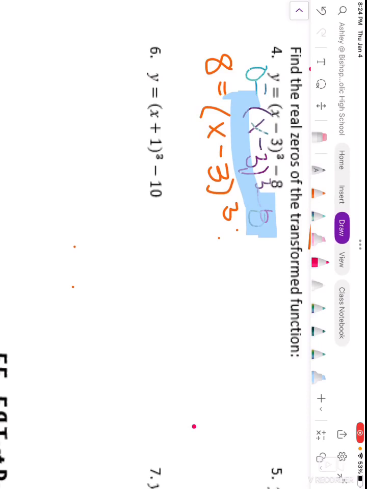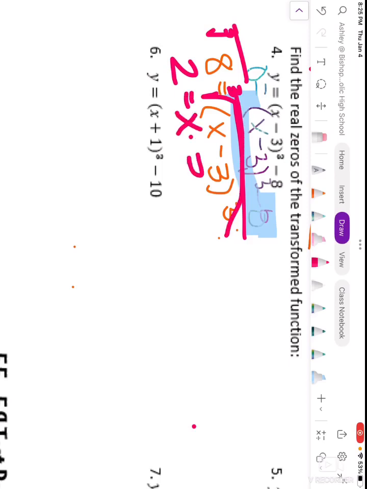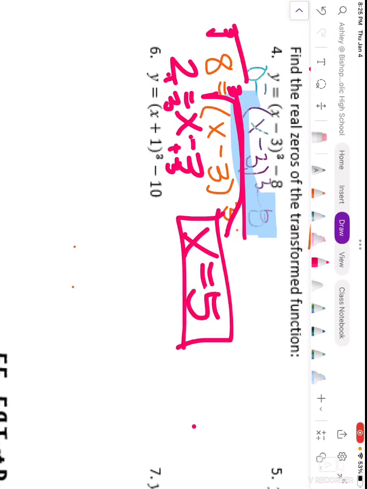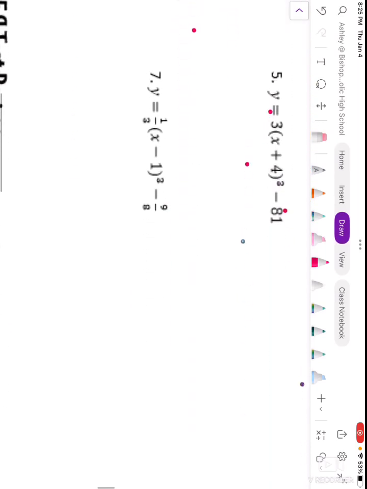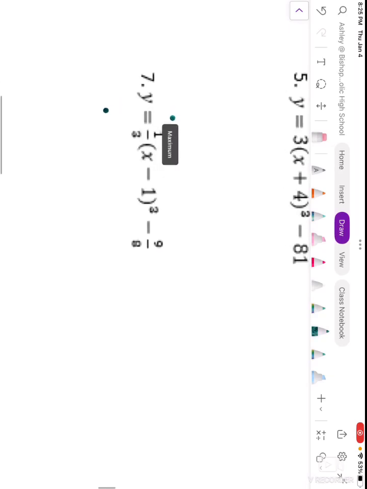I want to get rid of this cubed, so I'm going to cube root it. Cube root of 8 is 2, and then this cancels this out. So 2 equals x minus 3. We want x by itself, so we'll add the 3 over, which just leaves us with x equals 5. We're going to do the same thing here on number 5. I'm going to erase these random polka dots that it seemed to have somehow written on here. We are going to change our y to a 0.